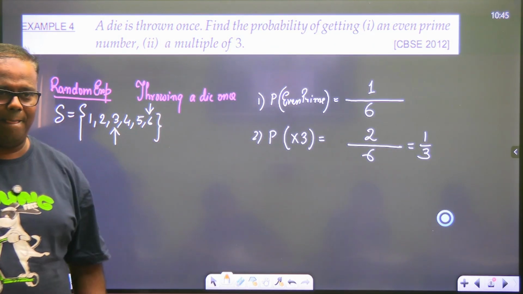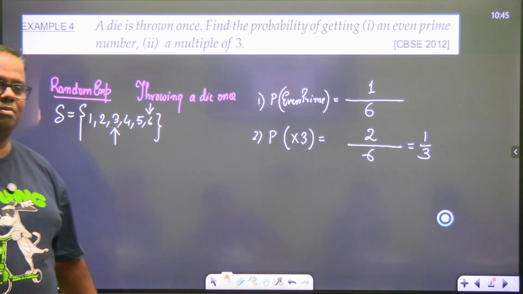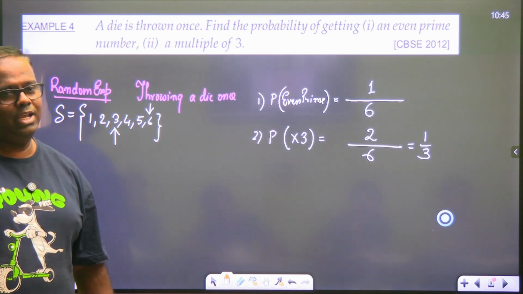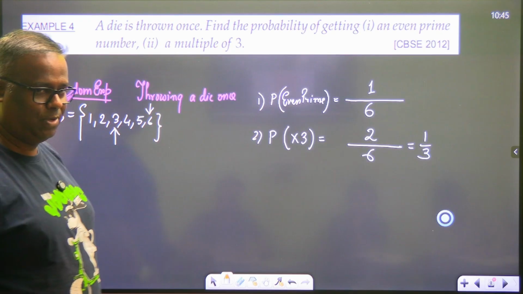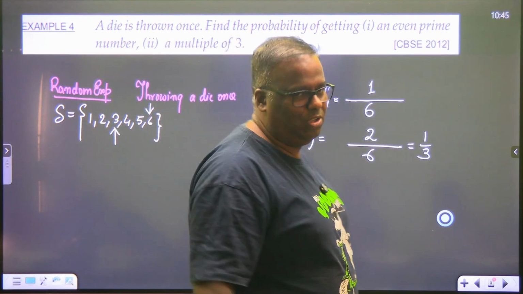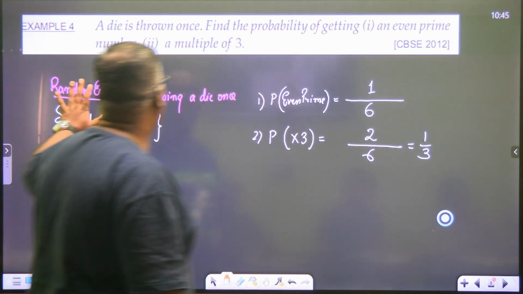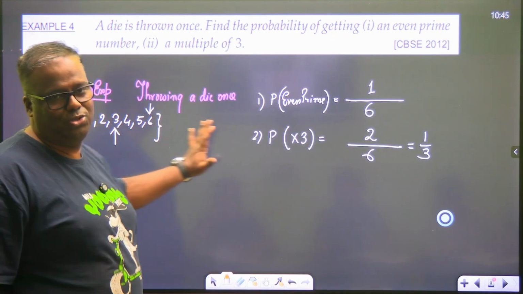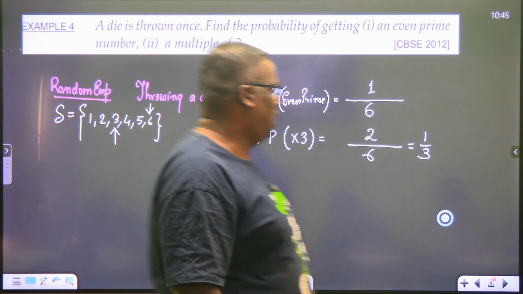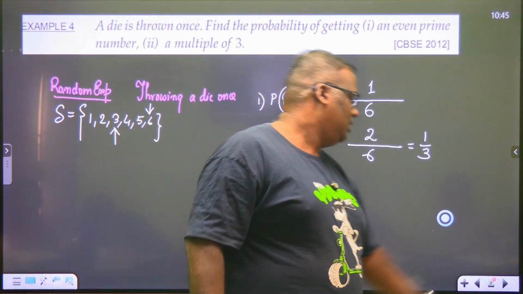Understood? Clear? करें एक और, अब से आप करोगे, हाँ? So what you will do? You'll first need not write random experiment every time, but at least sample space you should write. Okay, next question.